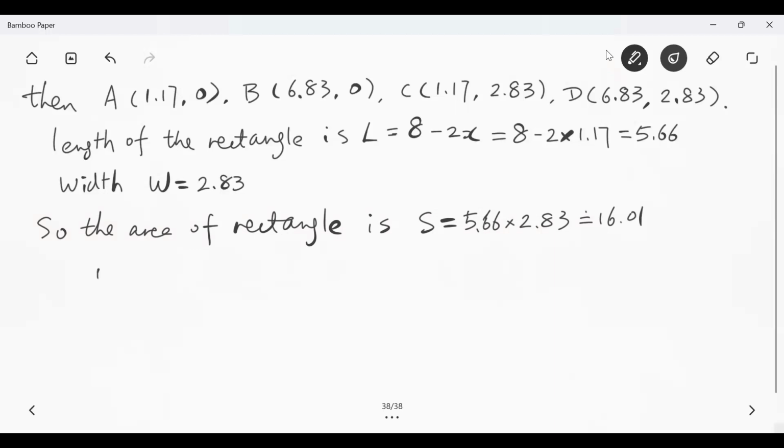It is the maximum value. And next, I will use the dynamic video to show the change of the area with the change of the four endpoints A, B, C, D.